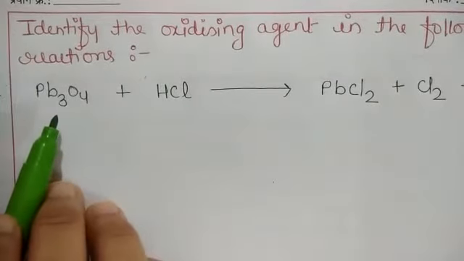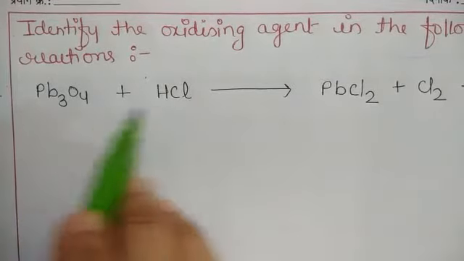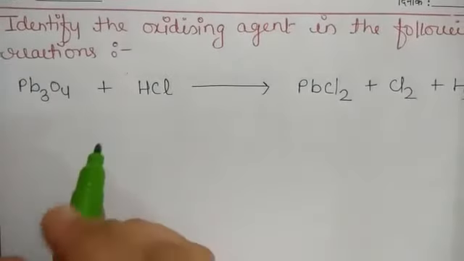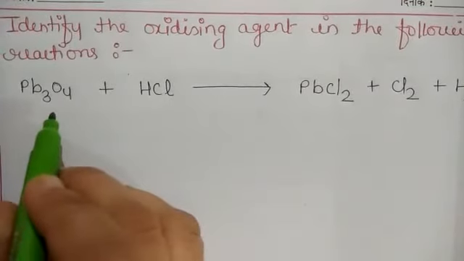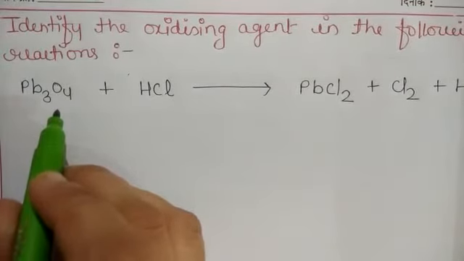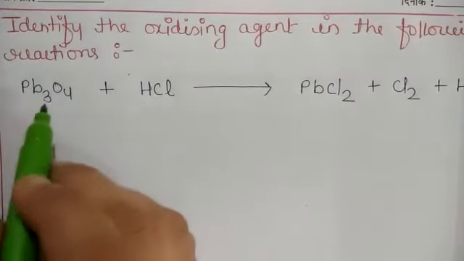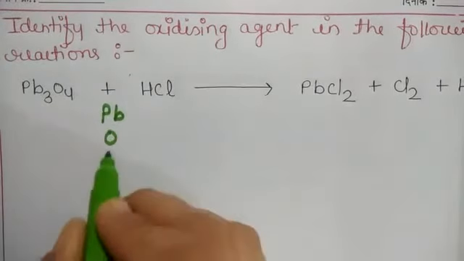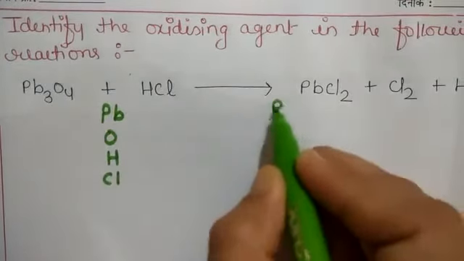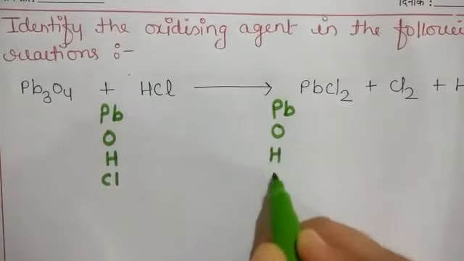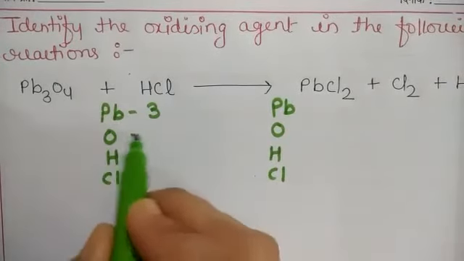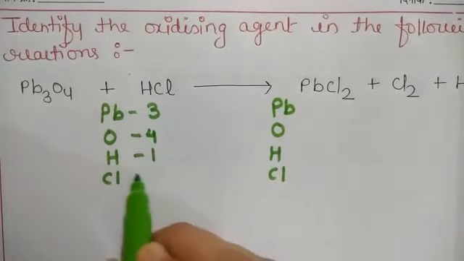See, suppose this reaction is given, that is Pb3O4 plus HCl gives you PbCl2, Cl2 and water. So you have to complete that first by balancing it. Whether this is balanced or not, you have to check. So for that you just write down Pb at this side, oxygen, hydrogen, chloride. Same here also, oxygen, hydrogen and chloride. Pb here is 3, oxygen is 4, hydrogen is 1 and Cl is also 1.